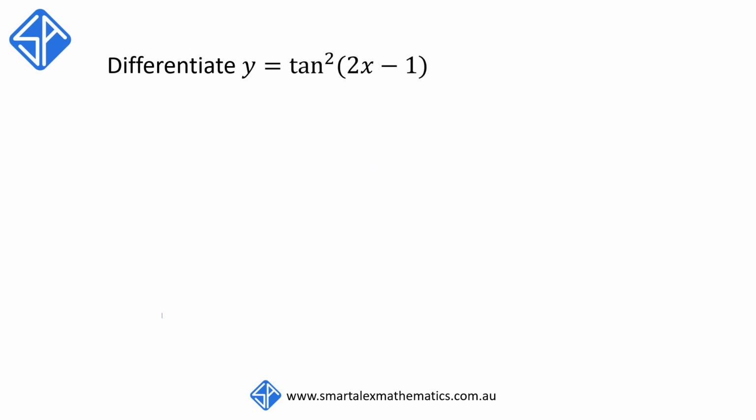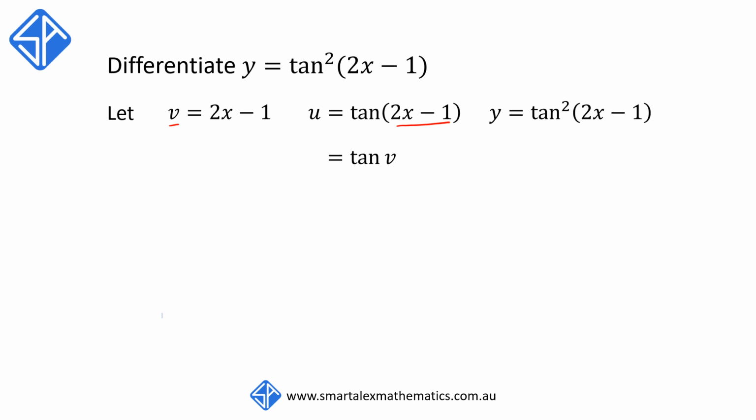For our last example, we're going to differentiate the function y is equal to tan squared of 2x minus 1. First, we let v equal to 2x minus 1 and u equal to tan of 2x minus 1. By replacing 2x minus 1 with v, we can now write u as being equal to just tan v. y is equal to tan squared of 2x minus 1, but because we define u as tan of 2x minus 1, we can now write y in terms of u as simply equal to u squared.